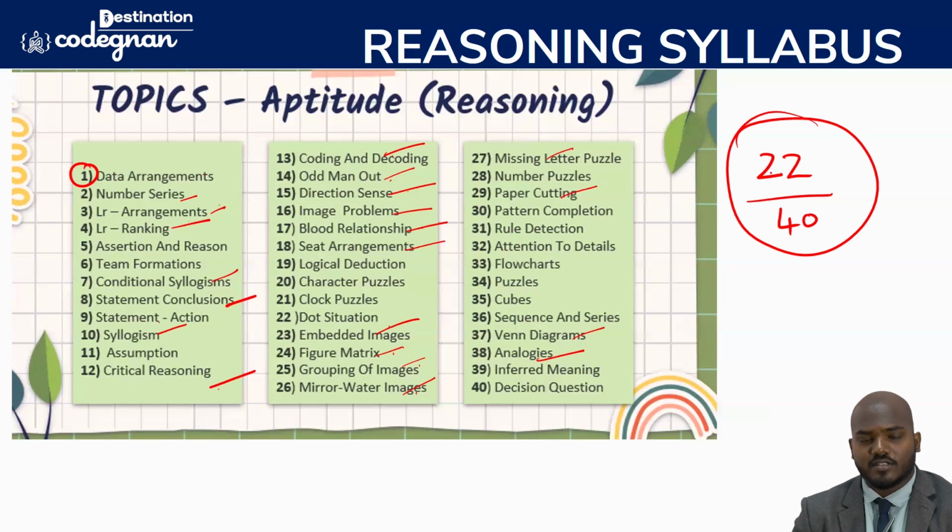The remaining 5% comes from the other topics, but we don't know how many marks or how many questions to expect, so we can't predict that here. The 95% of the questions belong to these 22 topics only. If possible, please kindly write it down in your respective notebooks, guys.